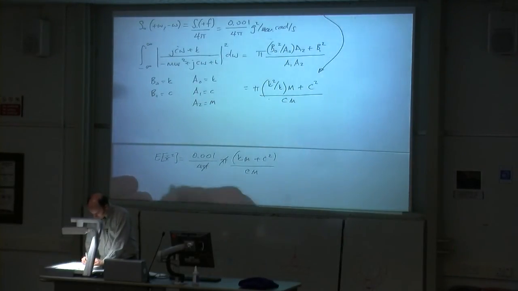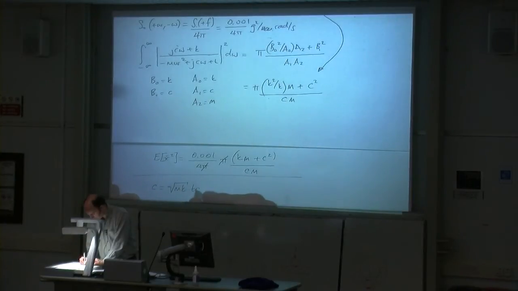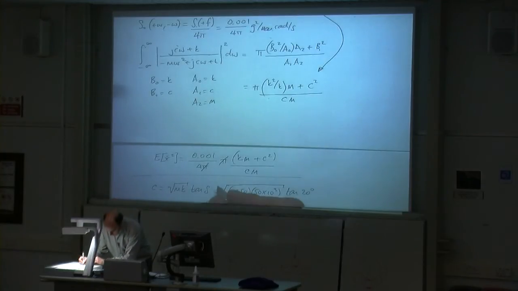C we said, so as an aside, I'll just draw a dotted line. C we said up here was root mk times by tangent of delta. So that's root m, which is 1250, k, which was 50 times 10 to the 3, times by tangent of 20 degrees. And if you do the sums, this comes out to be 2.877 times 10 to the 3 Newton seconds per metre. So there's our value for C.